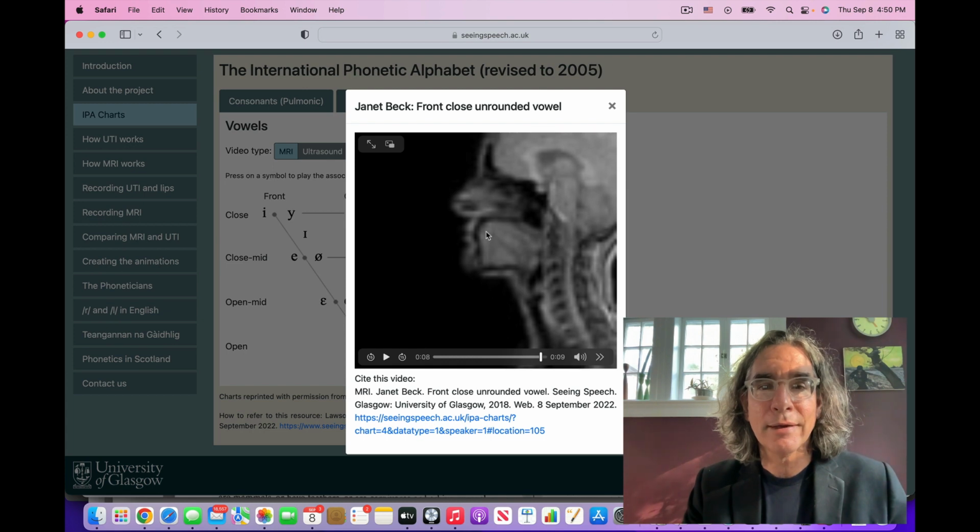Tongue in E is high and front. I'll play it again and you can see that the articulation is up high and towards the front of the mouth.